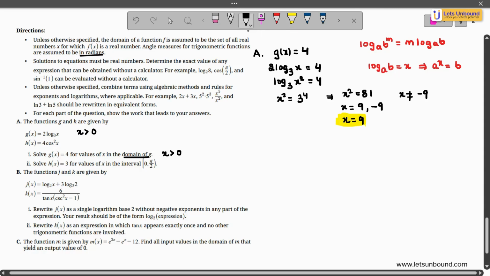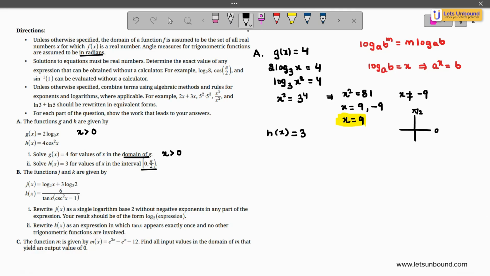Let's look at the second part similarly. Now the second part says you have to find out values of x for which h(x) is equal to 3 for x lying in the interval 0 to pi by 2. Now 0 to pi by 2, as you must know, is the first quadrant. Here 0 has a closed bracket and pi by 2 has an open bracket, which means 0 is inclusive while pi by 2 is non-inclusive. So I have to look for all values of x in the first quadrant, which means from 0 to 90 degrees.